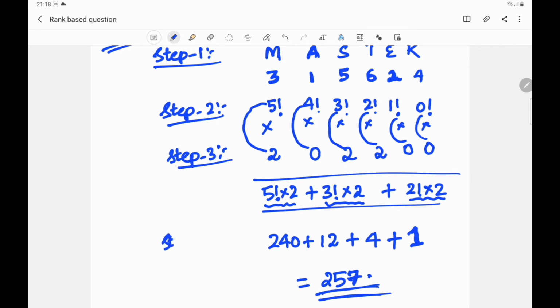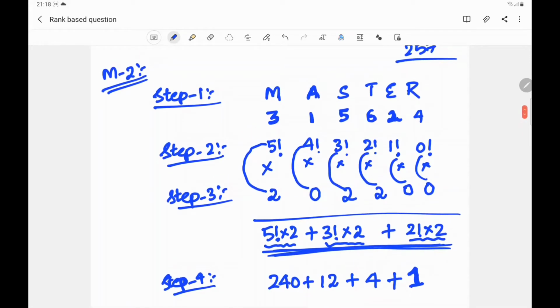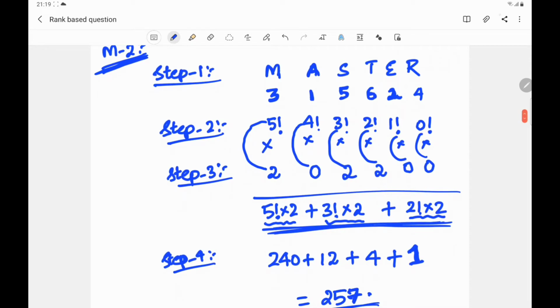Step 4, you can write it as adding 1 to this 5 factorial into 2 plus 3 factorial into 2 and plus 2 factorial into 2. Step 4 is simply add 1 after multiplying the factorials in step 2 and the ranks of the digits in step 3. So this is the method. Now we will solve another question using only this method so that it will be very clear to you.